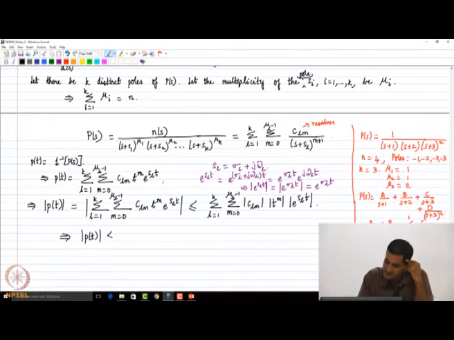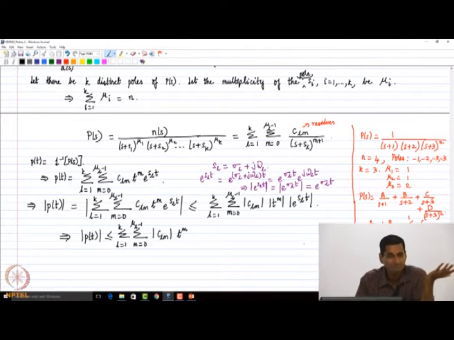So essentially this shows that the magnitude of p of t is going to be less than or equal to summation l going from 1 to k, m going from 0 to mu l minus 1, magnitude of c_lm. Anyway, t power m I can just write as it is, because we are only taking the case t greater than or equal to 0. And then this we got as e power sigma_l t. Do you agree?